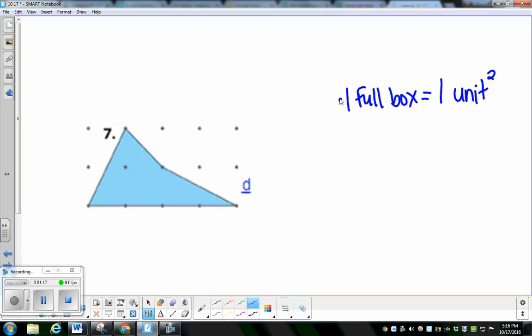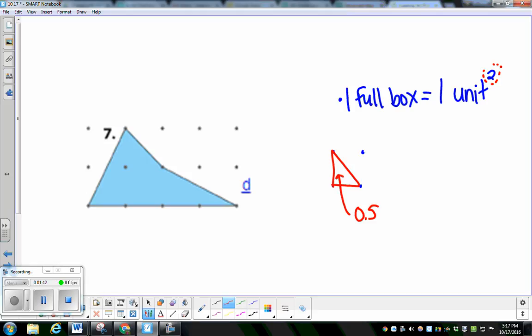So we want to keep in mind that if you have a box and it's filled in with a triangle like this, well, if you had the whole box filled in, it would be 1. If you have a triangle, this is a half of a box. So this is a 0.5 or a 1/2 of a unit squared. All right, this little square is because we're talking about area. We always put a square after our units.